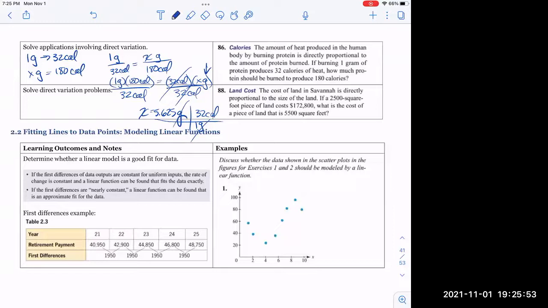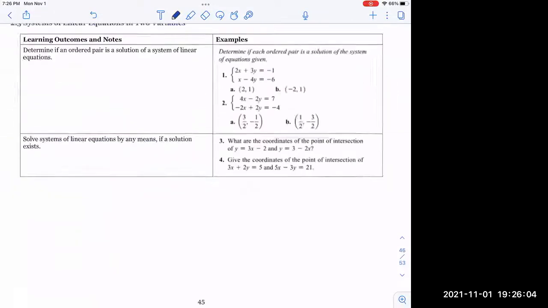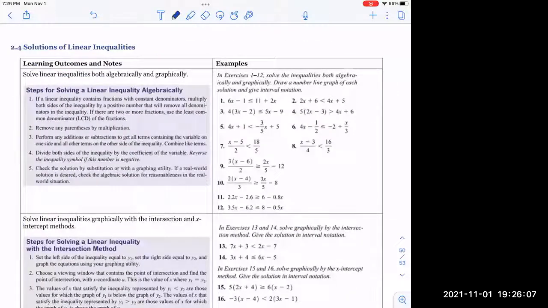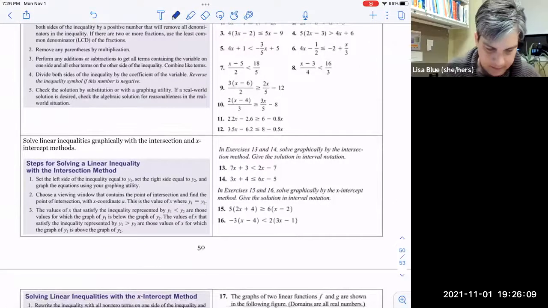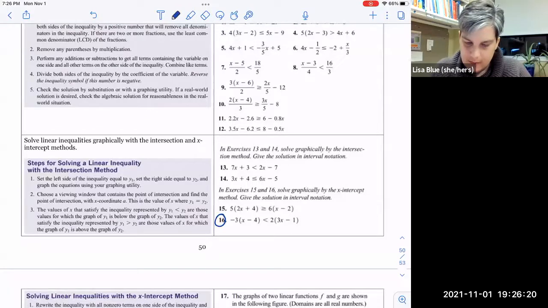Okay, now that I'm in 2.4, on slide 50, could we do number 16? Absolutely. Solve graphically by the x-intercept method. Give the solution in interval notation.